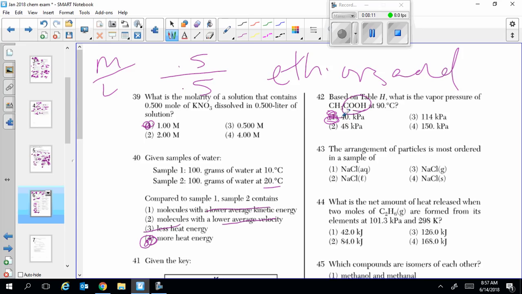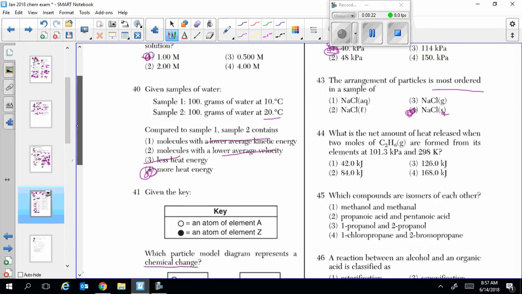The arrangement of particles is most ordered. That means it has the least entropy. So the most ordered is in a solid. Solids are the most organized. So I would choose answer 4.